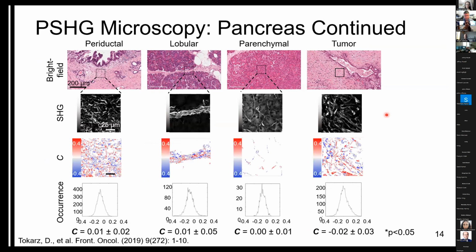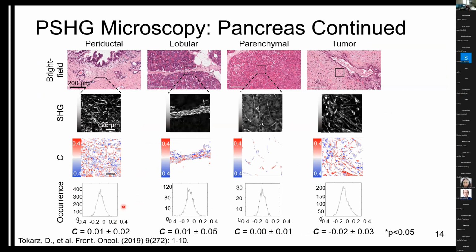So we also used PEPO SHG to extract the C parameter known as nonlinear chirality. Here I have color-coded images of the C parameter, this time ranging from minus 0.4 to plus 0.4, and the corresponding occurrence frequency histogram below.